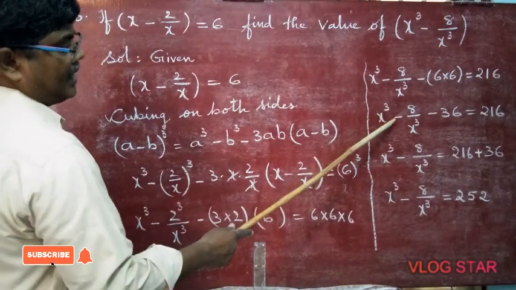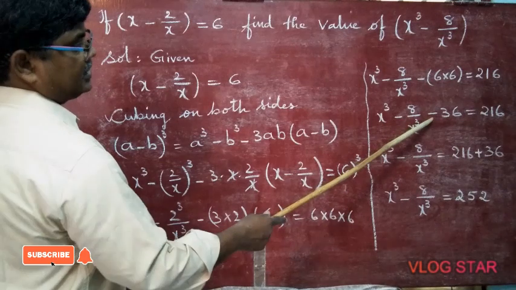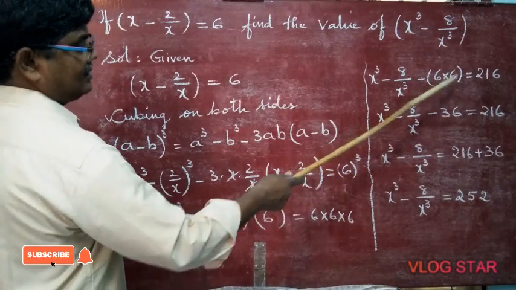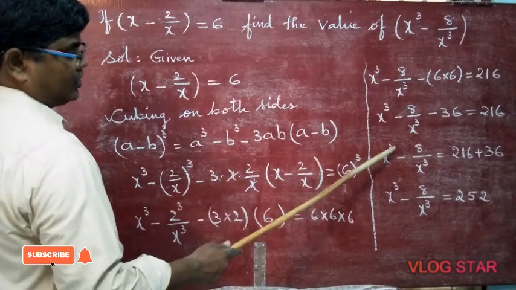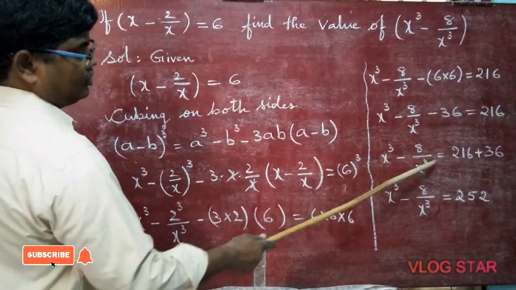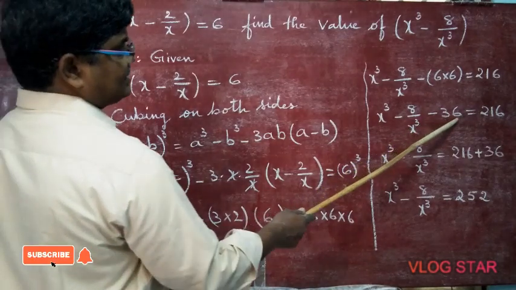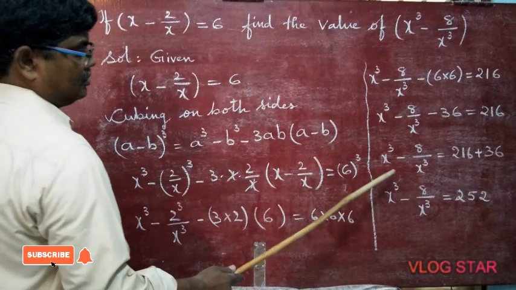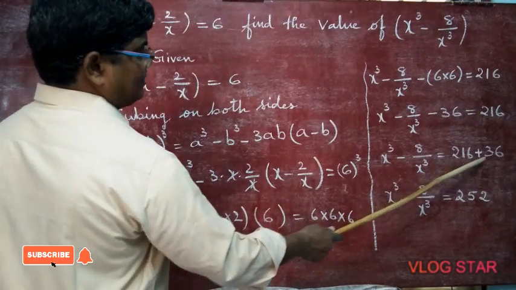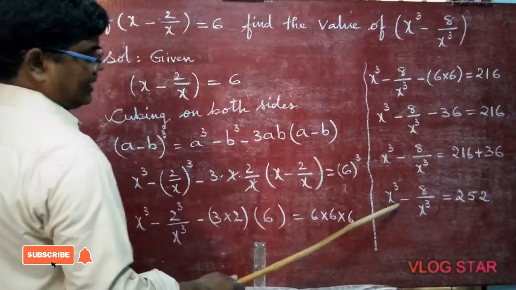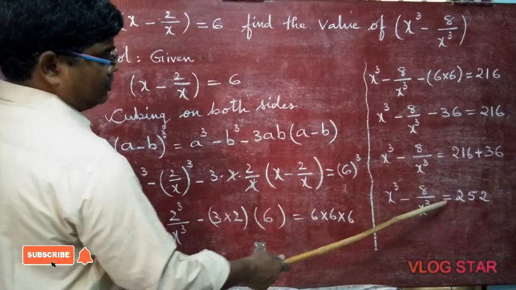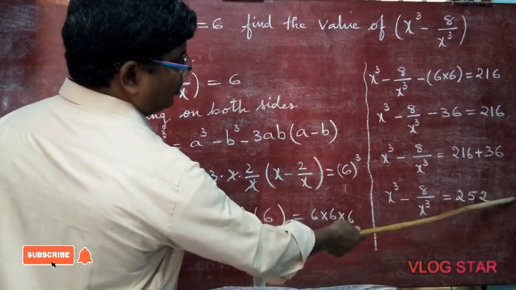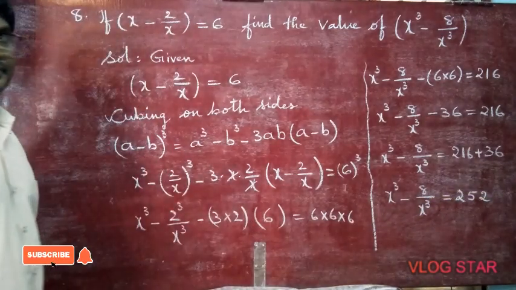So x cube minus 8 by x cube is equal to 6 sixes are 36, so minus 36. Minus is there. Now x cube minus 8 by x cube is equal to minus 36 from left side going to right side, minus becomes plus. So we are adding 216 plus 36. x cube minus 8 by x cube is equal to, if we add, 252. Those who don't know, please add on the side itself.